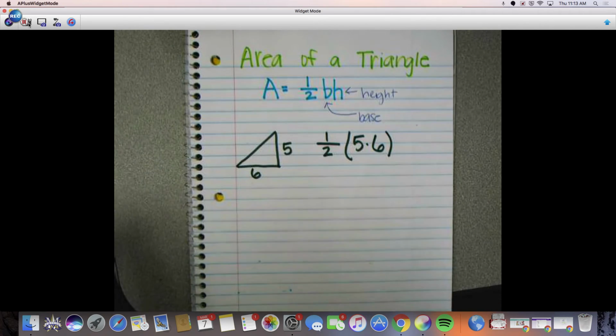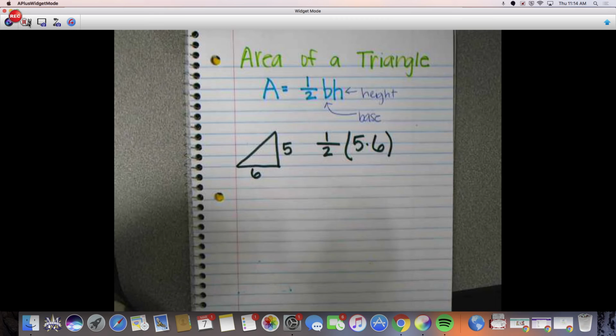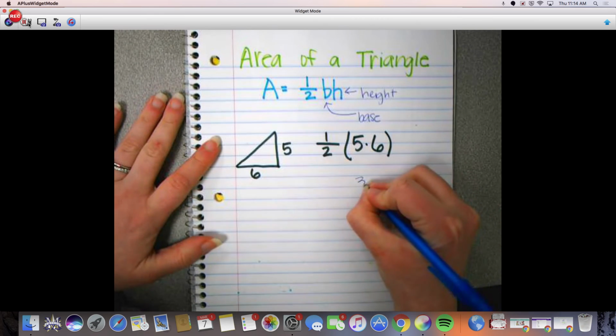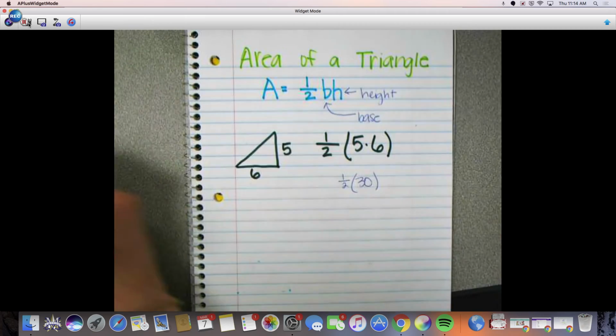Just like order of operations, we're always going to solve inside the parentheses first. So what is 5 times 6? 30. Okay, so now we have 1/2 times 30.